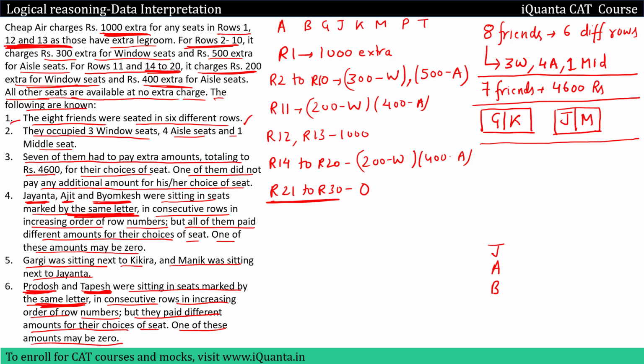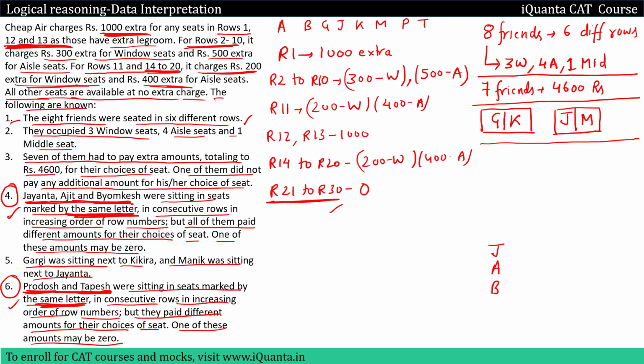So one of them can sit in this row 21 to 30 as well, okay, because then only the amount is 0. So this amount 0 condition was for this 0.4 and 0.6. So that's it with all the conditions. Now this amount 0 condition is only applicable for 0.4 and 6. So definitely one out of Jayanta, Ajit, Byomkesh or Pradosh or Tapesh, they will be sitting in row number 21 to 30, because the amount 0 condition is applicable to only the friends mentioned in 0.4 and 6.